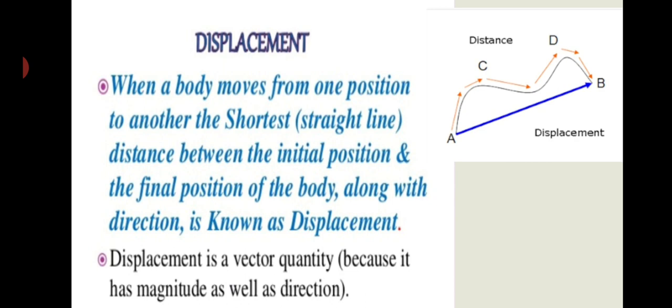We again consider the same figure here. To reach from A to B, a person travels on a curved path, that is A to C, C to D, D to B, which is shown by red arrows. So the distance is that curved path, that is the actual length covered. But there is a shortest distance to reach from A to B, which is shown by the blue colour arrow. That shortest distance is called displacement. Means the blue arrow shows the displacement and the red arrows on the curved path show the distance.